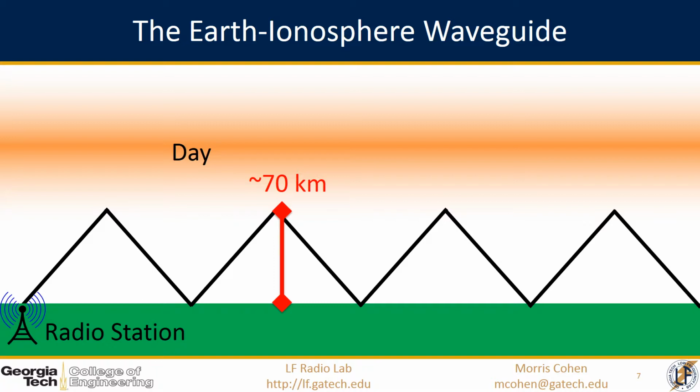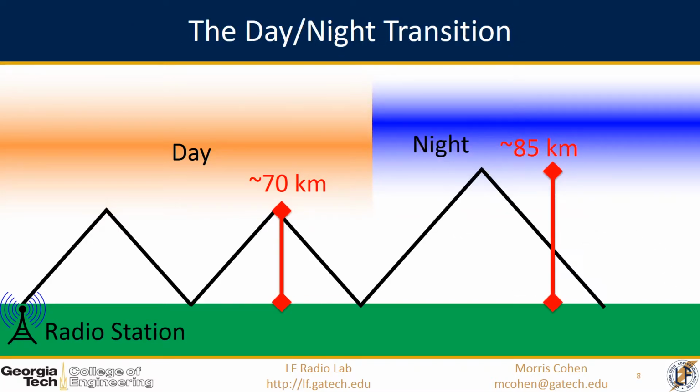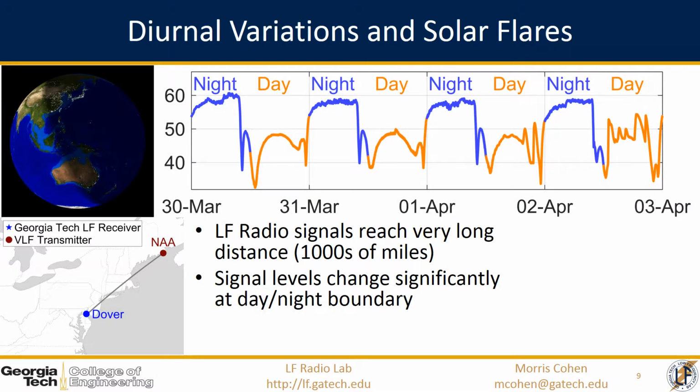During the daytime, when the sun's influence is strong, you get reflections at about 70 kilometers altitude. During nighttime, however, when the sun's influence very much diminishes, you get reflection at a higher altitude, about 85 kilometers. We can see this transition very clearly in our data because there are lots of day-night transitions going around the planet. So here's an example.